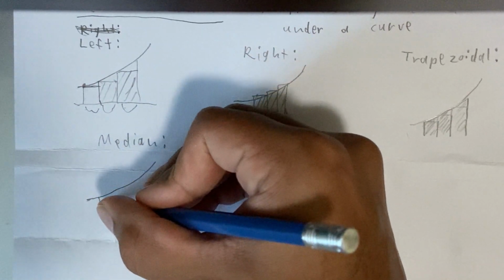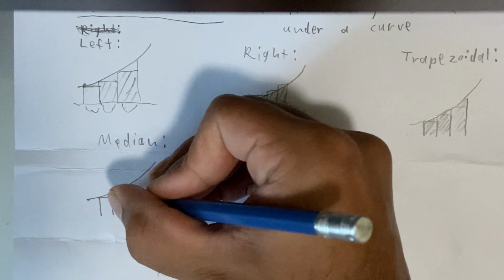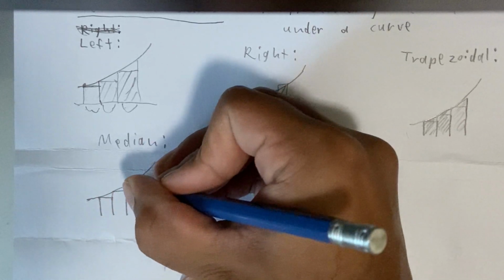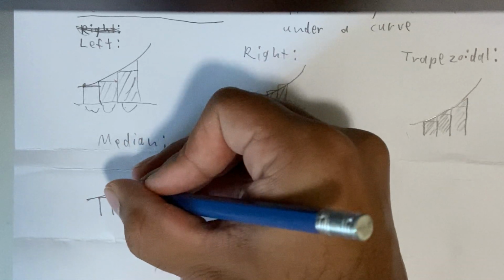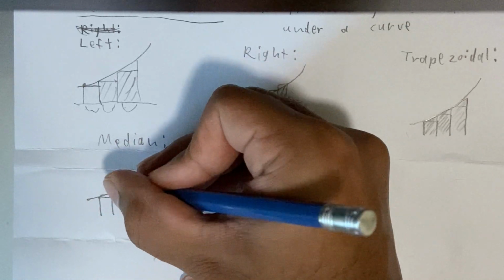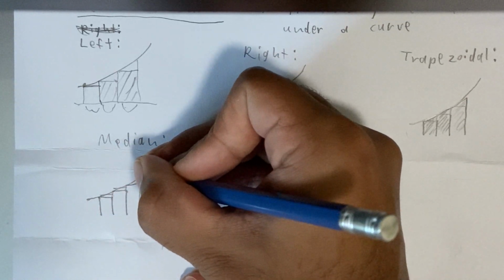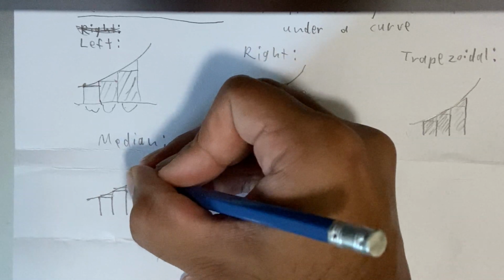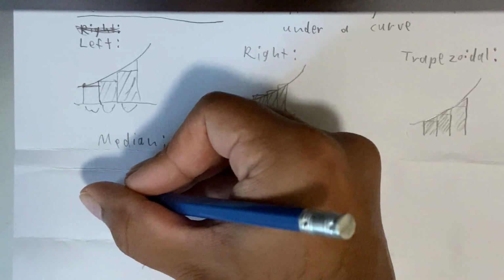So median, you take left again, but you take the average between left and right values. So you take the average between the left and right values.